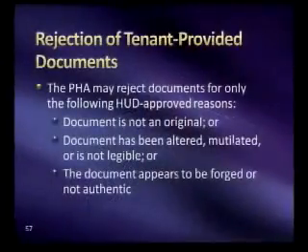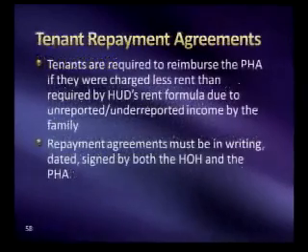Anyway, you can reject documentation for only the following HUD-approved reasons, and these are very simplistic. The document is not an original. The document has been altered, mutilated, not legible, or the document appears to be forged. Okay? So these are the three categories in which you may reject documentation.